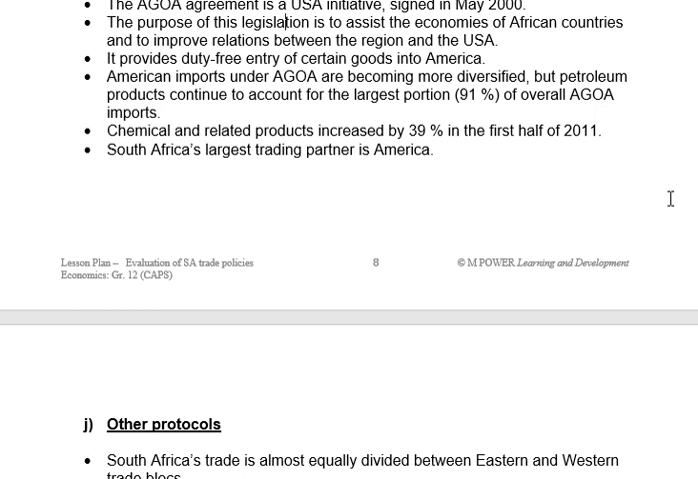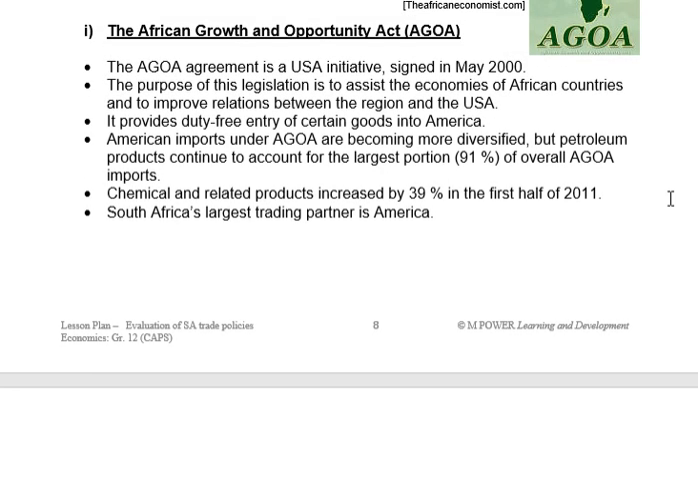Right, then just quickly, AGOA. Okay, that is the African Growth and Opportunity Act. That is an initiative started by America that was signed in May in the year 2000. The purpose of this legislation is to help the economies of African countries and to try and improve the relations between African countries and America. Obviously, with Trump's reign, this relationship between Africa and the USA is more a bit strained, okay?